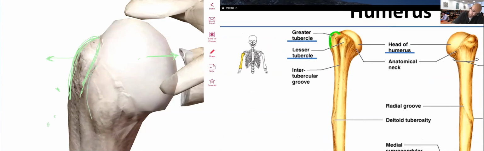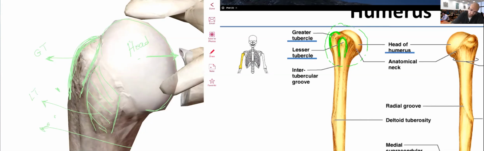A much smaller bony eminence that you see on here is going to be my lesser tubercle. So the lesser tubercle is located on the anterior aspect of the proximal end of the humerus. So again, in the proximal end, we need to identify three main structures. First one is the head of the humerus. On the lateral aspect of the proximal end, we've got the greater tubercle. And on the anterior aspect, we've got the lesser tubercle.